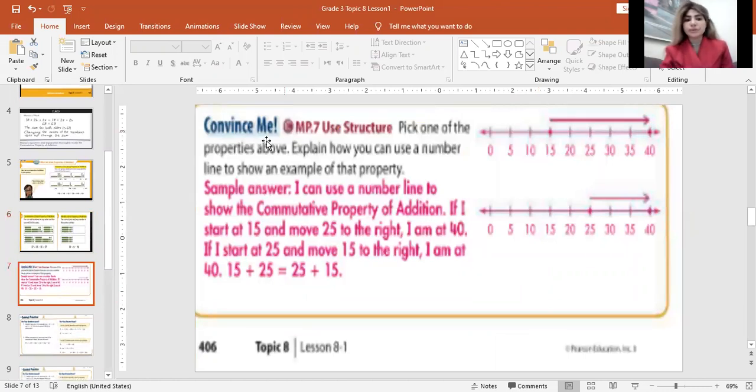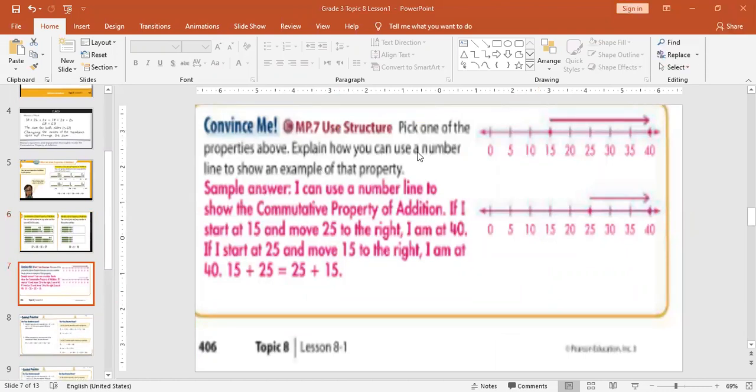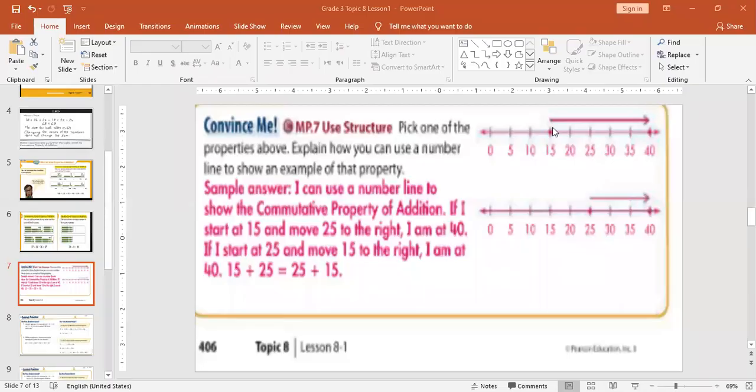Pick one of the properties above. Explain how you can use a number line to show an example of the property. So here I have a number line from 0 to 40 and here from 0 to 40. So what did I do here to answer this? I took an example of 15 plus 25. So I used this equation, which is 15 plus 25 equals 25 plus 15.